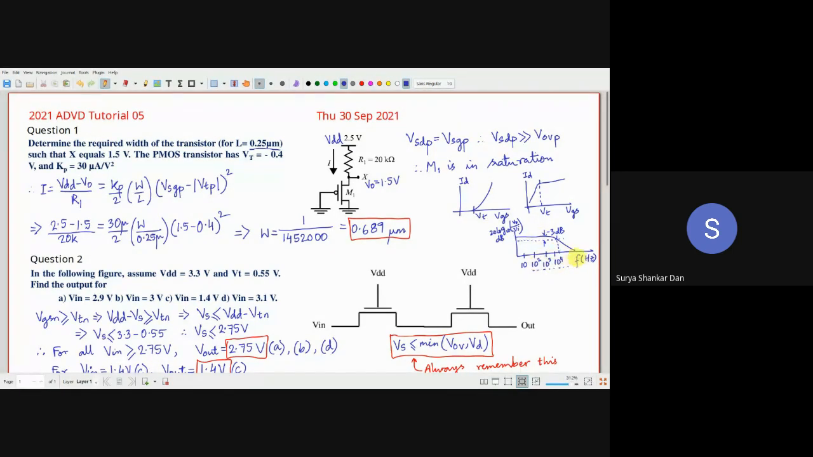Now my question is, why did we bother to make this a log scale? Anybody? Hello. You have all done MEC lab, right? What's wrong? Nobody's responding.